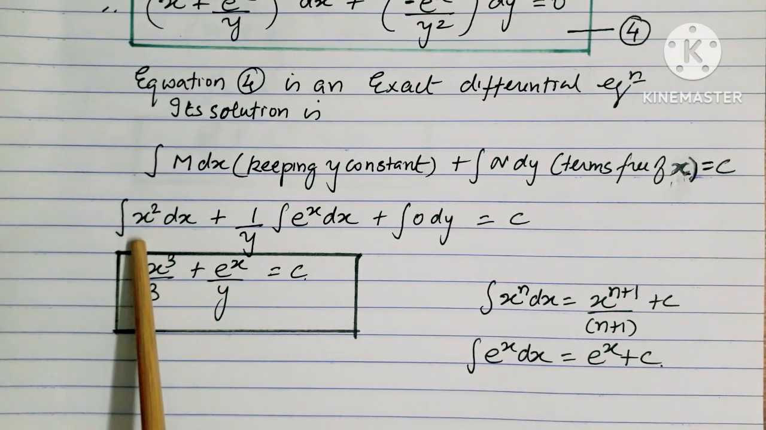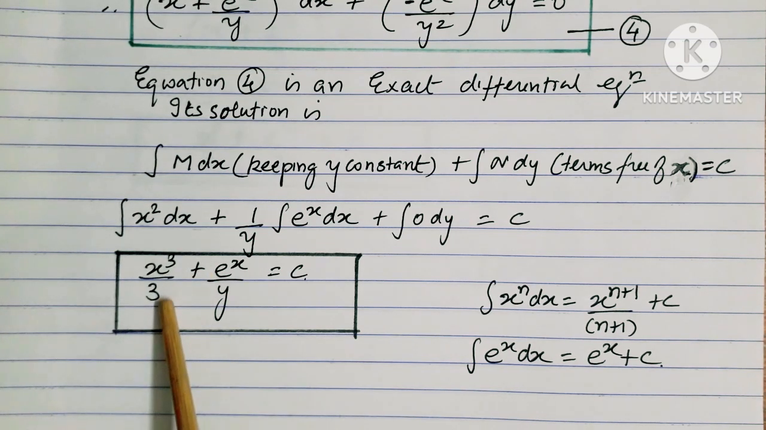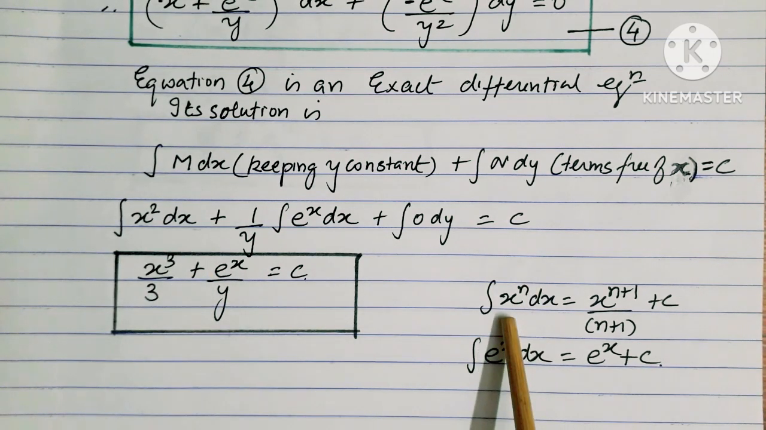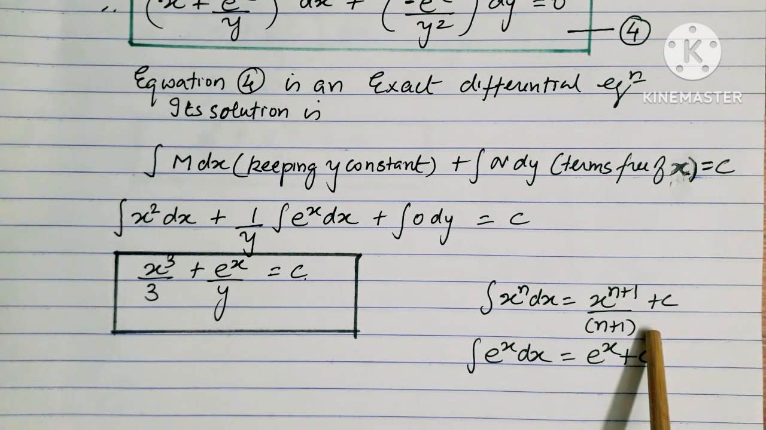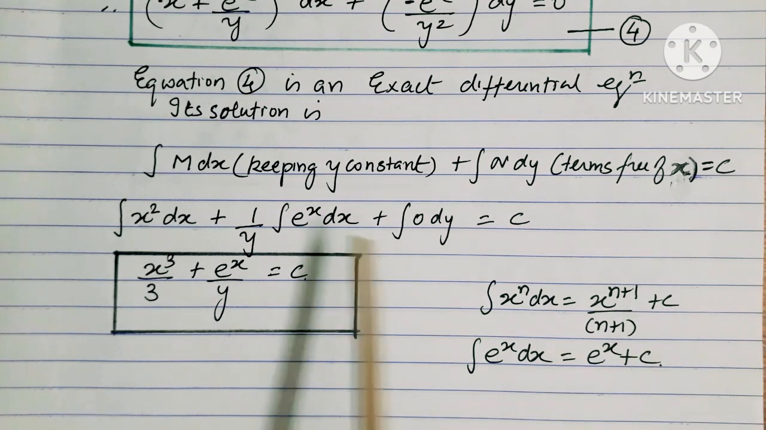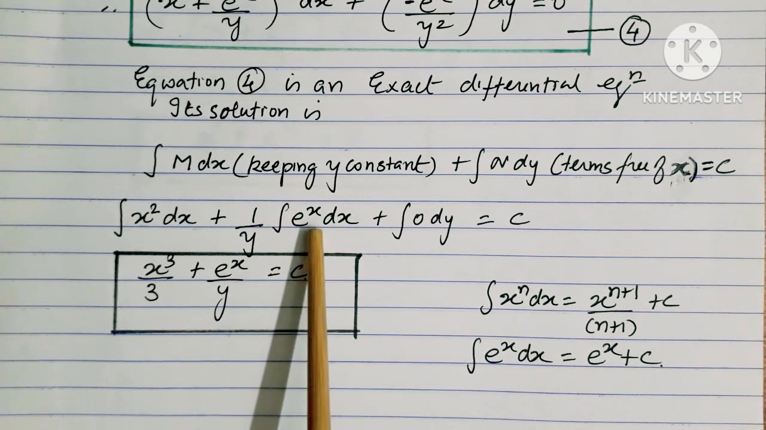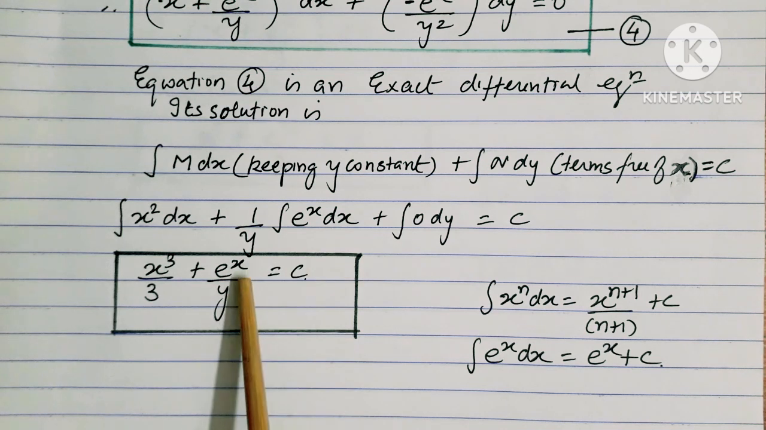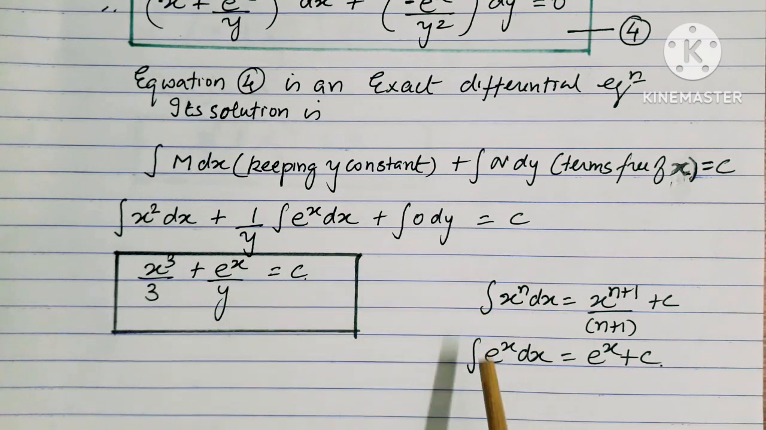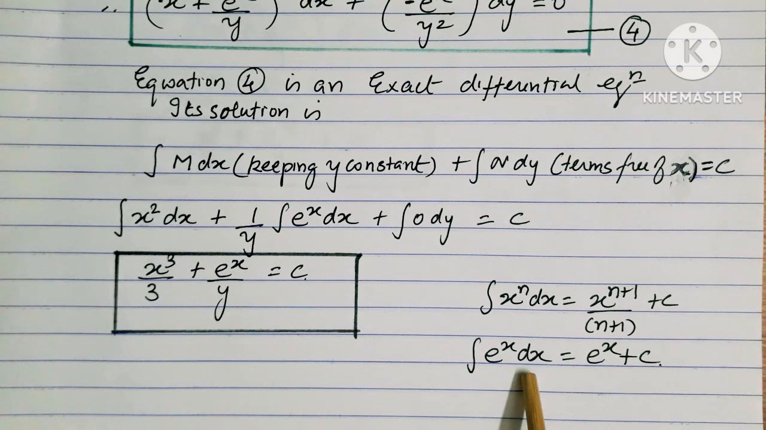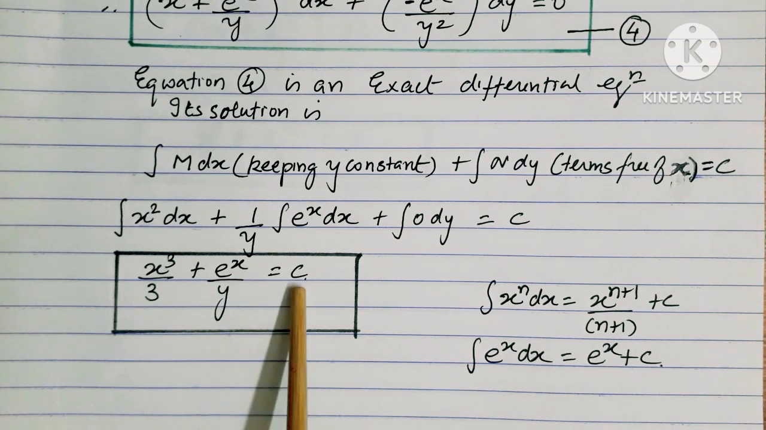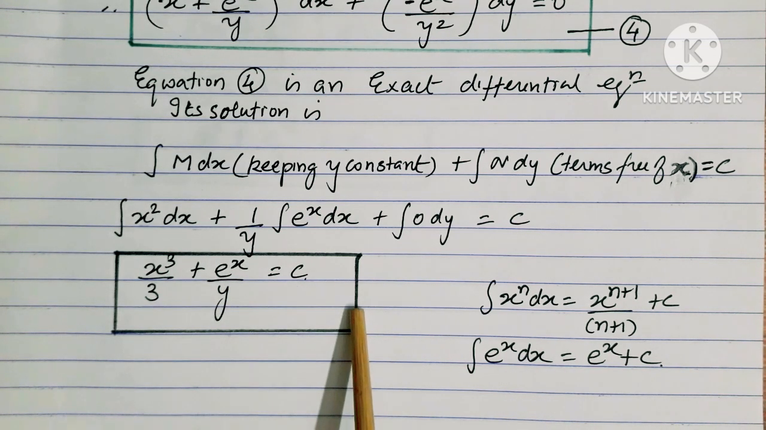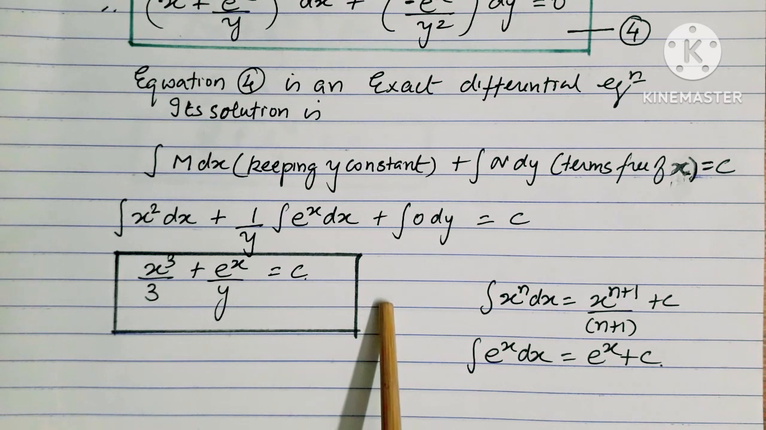Now integral x square dx is equal to x cube by 3 by using the formula integral x raised to n dx is equal to x raised to n plus 1 upon n plus 1 plus c, and integral of e raised to x dx is equal to e raised to x by using the formula integral of e raised to x dx is equal to e raised to x plus c. So this would be plus e raised to x upon y is equal to c, and this is the solution to the given differential equation.